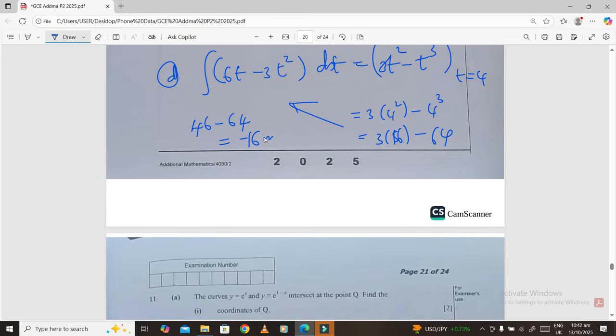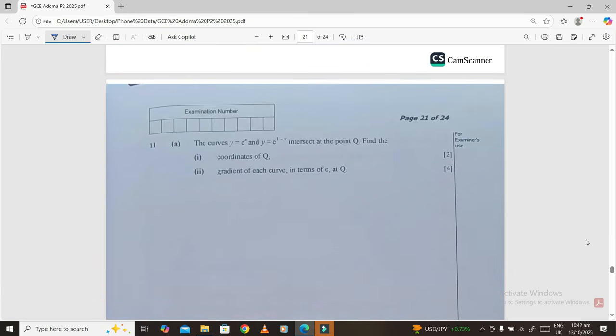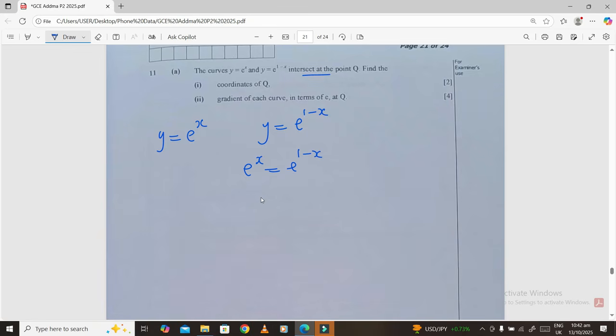Okay, meters. We go to the next question. So here they are saying the curve y is e power x. The other one is y is equal to e power 1 minus x. So we find the coordinates of q where these are intersecting. So we can just say e power x is equal to e power 1 minus x. And then here, since the bases are equal to each other, we equate the powers.